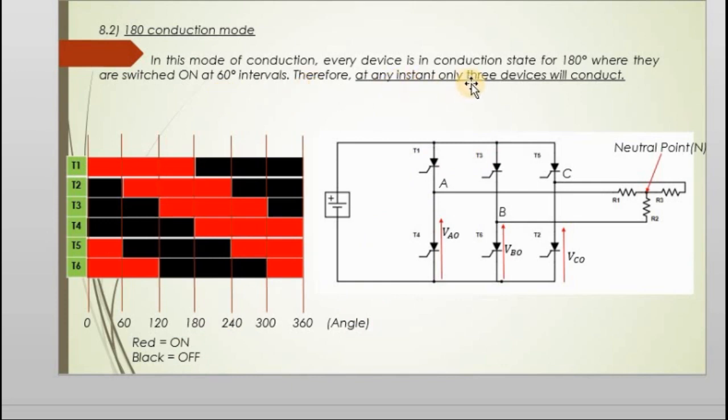Therefore at any instant only 3 devices will conduct. So if you take 0 to 60, only T1, T5 and T6 will conduct. So current will go like that, here, and T5, T6. This current, that current, and all the way from here to there. T1, T5, then T6.